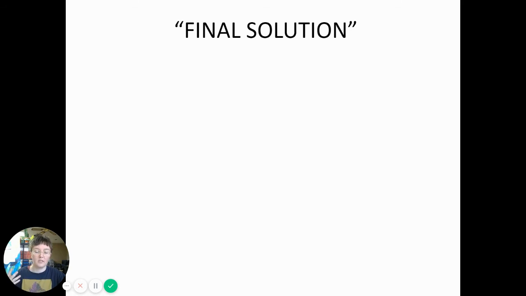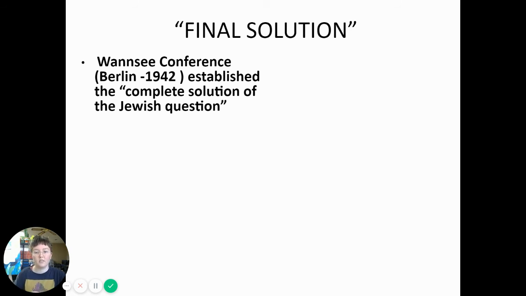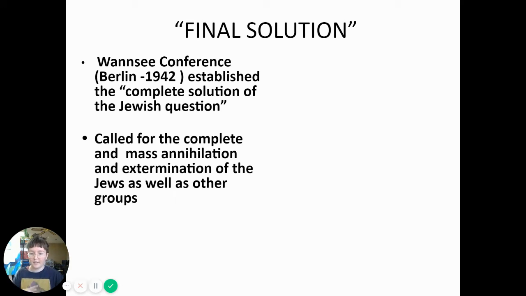And the Nazis had what they called their final solution. So in 1942, the Nazis got together in Berlin to figure out what they were going to do with the Jewish question. That's what they called it. They wanted their complete solution, or final solution. And they decided that that would be the complete and mass annihilation and extermination of all the Jews as well as other groups, including the Roma or Gypsies, homosexuals, etc.